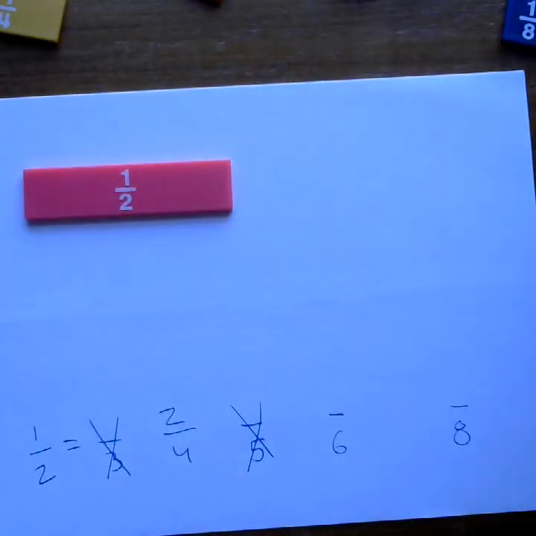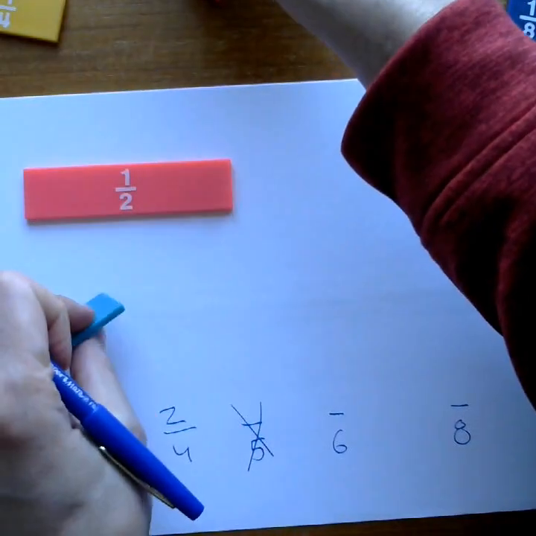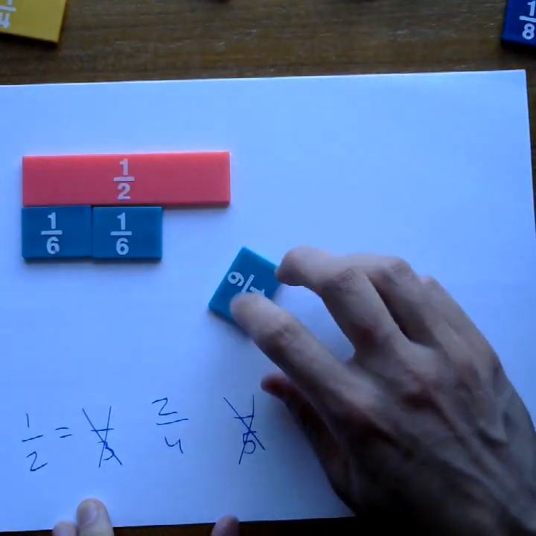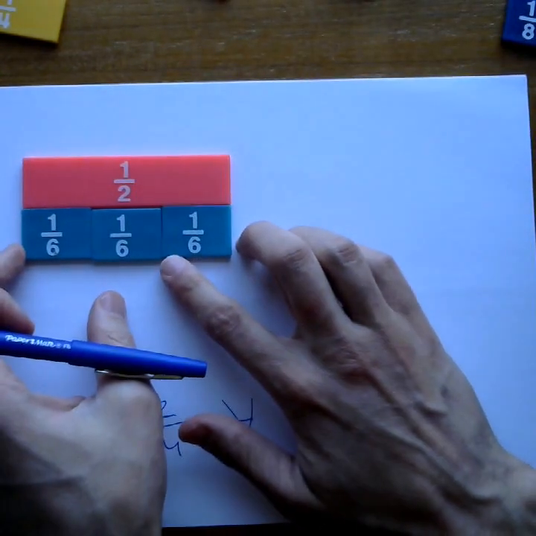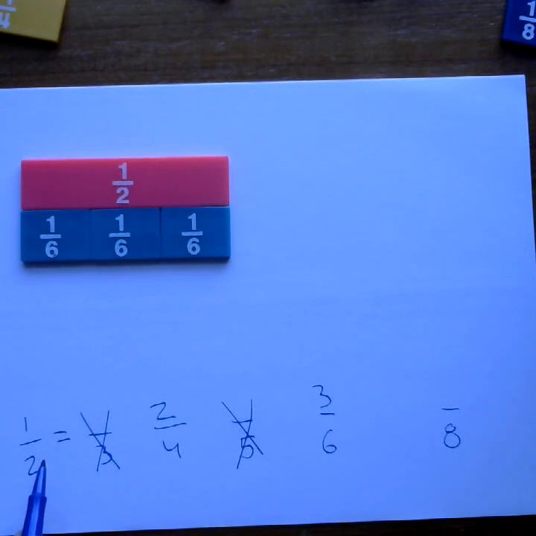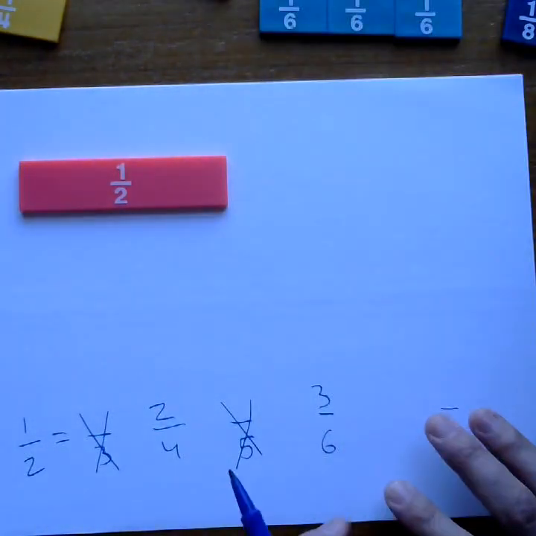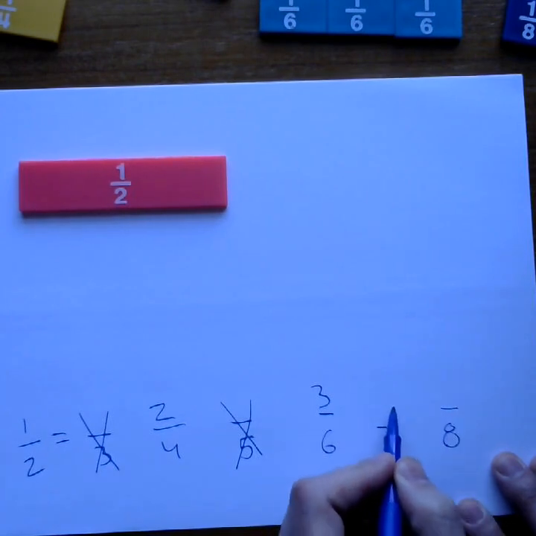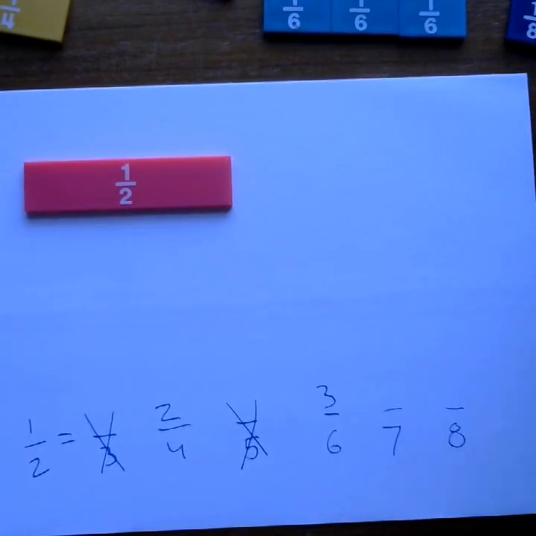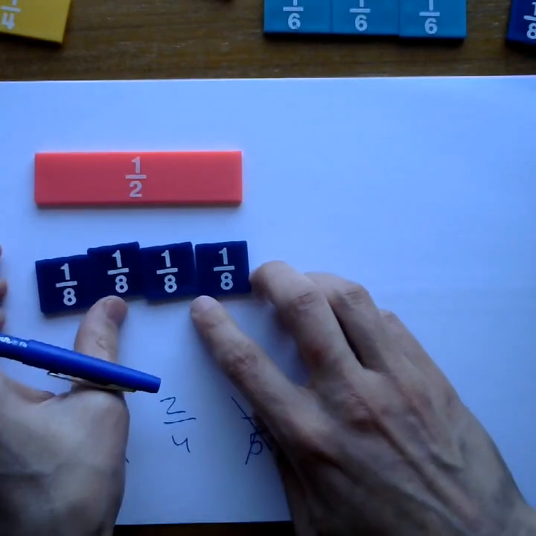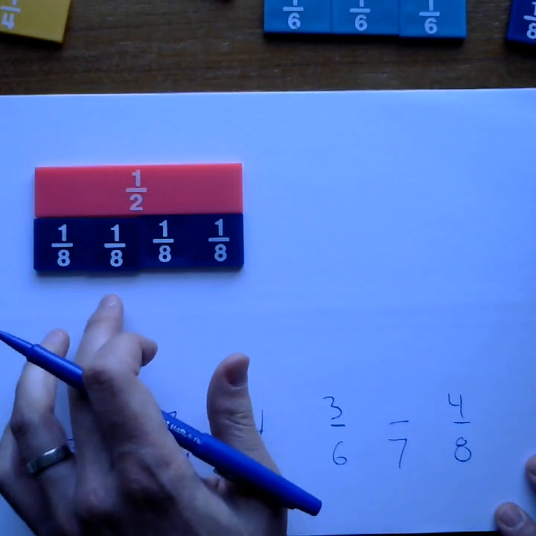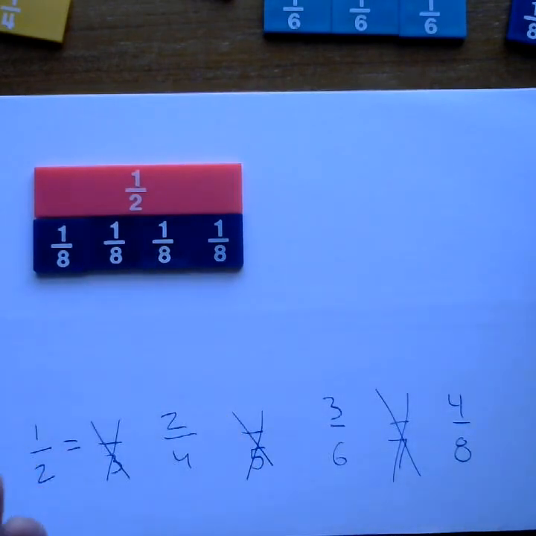All right, let's try sixths. 1/6 is smaller than a half. 2/6 is still smaller. 3/6. Ooh, this could be close. Yes, they're a perfect match. 3/6 is the same as 1/2. Awesome. I wish I had sevenths tiles, but I don't. So we're going to have to move on to eighths tiles. And you just saw that 4/8 equals 1/2. I'll put them up here again. 4/8. Okay, so sevenths won't work. I don't have tiles to show you.